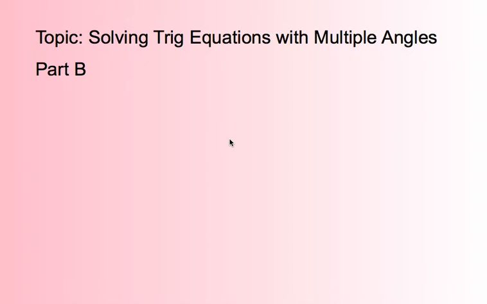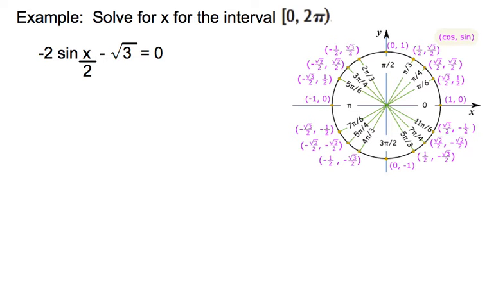Here is our solving trig equation for multiple angles part B. So just another example. Here's an equation we give you: -2 times the sine of x over 2 minus the square root of 3 equals 0. We want to solve for x. So we're going to solve by undoing.